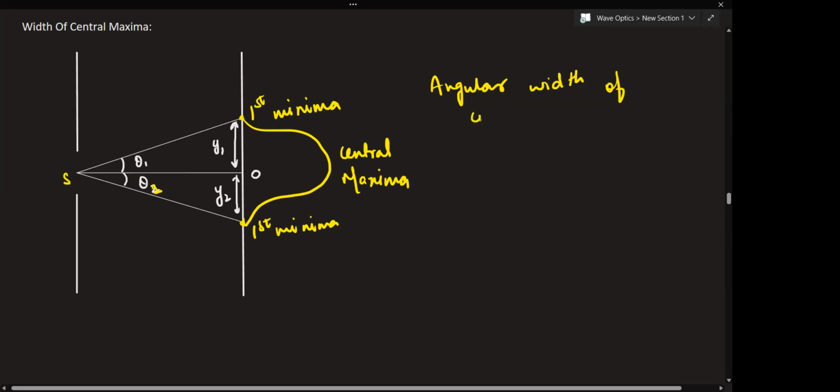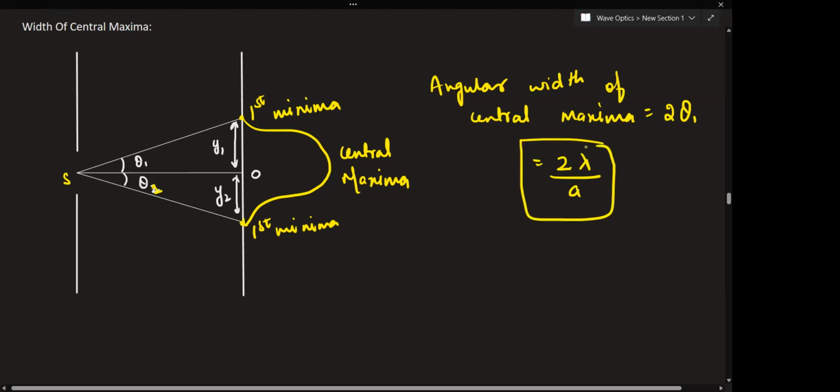So the angular width of central maxima will be twice θ1, which is given as 2 lambda by a. This is the angular width of central maxima. And if you specifically have to calculate the linear width, meaning y1 plus y2, then the linear width of the central maxima is the angular width multiplied by D. D is the separation between the slit and the screen. This is the screen.